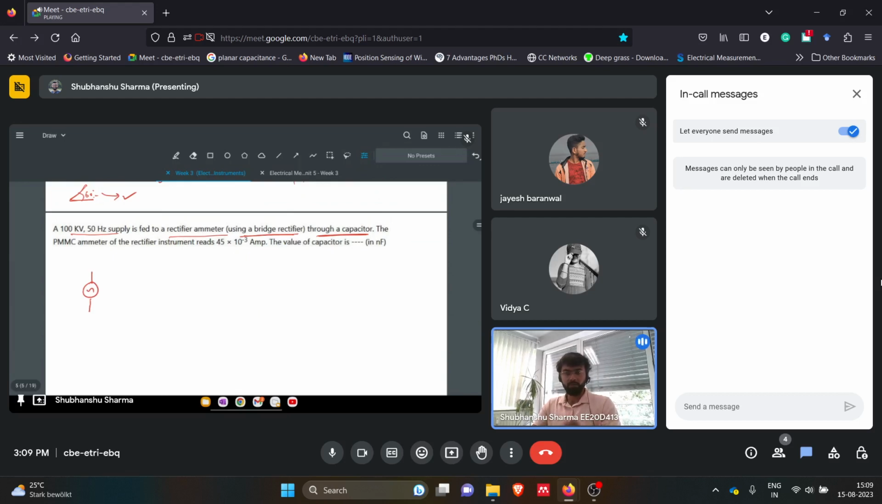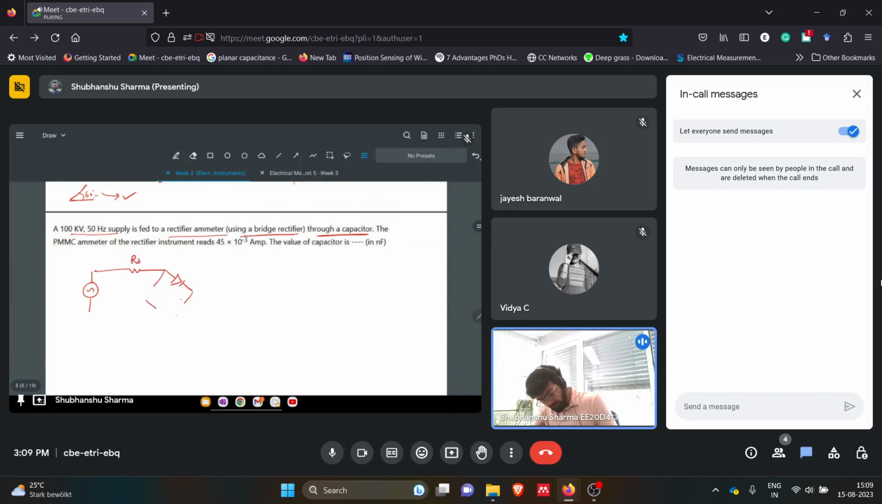And if you want to measure the voltage, in order to increase the range of that PMMC meter, we use a multiplier resistance. So normally the circuit looks like this. This is a multiplier resistance. We have a bridge rectifier circuit.